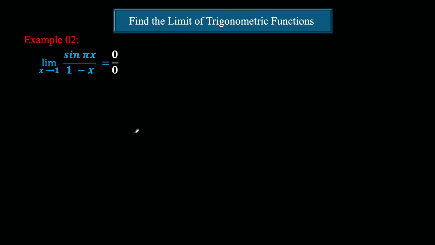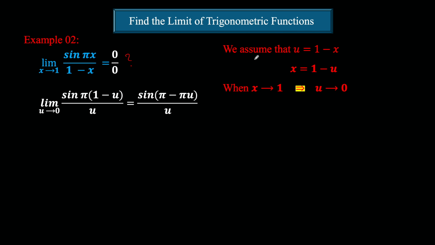Let's see the second example. Find the limit as x approaches 1 for sine p of x over 1 minus x. So if you calculate the limit as x approaches 1, you will get 0 over 0. So this is an indeterminate quantity, right? And we have to avoid it. So what we will do is, keep in mind, you always assume a variable, you name it as you wish. Here I name it u, is equal to the denominator, 1 minus x, okay?